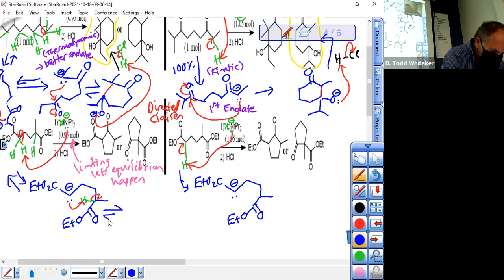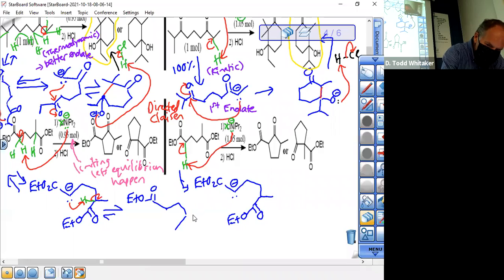Here's new equilibrium. ET, O, carbonyl, I drew it this time, CH2, C, methyl. Did I do that right? CH2, oh, 3 CH2s, bad. Here's the methyl. There's carbonyl.